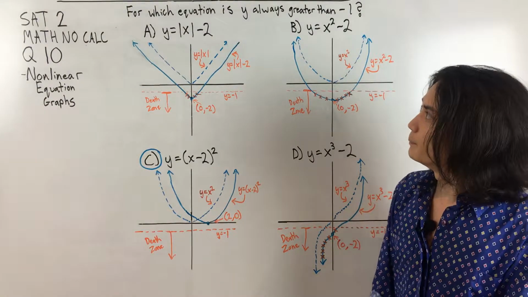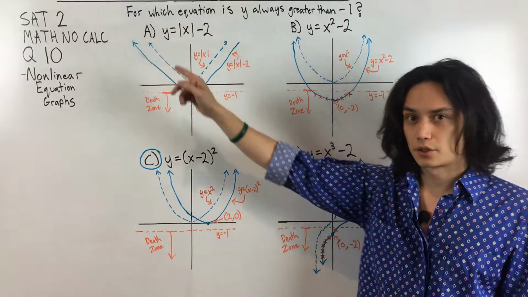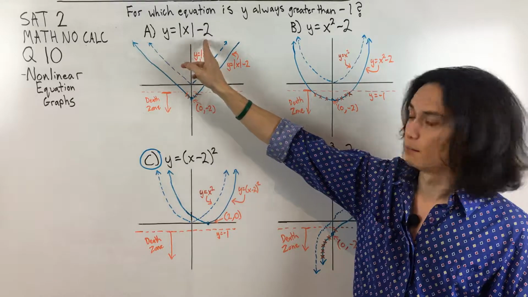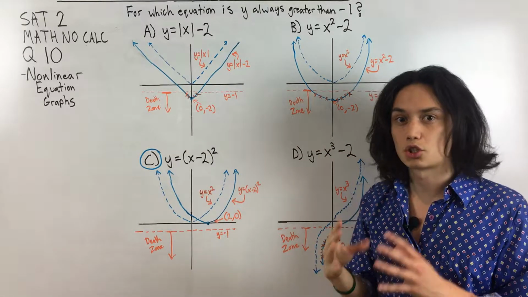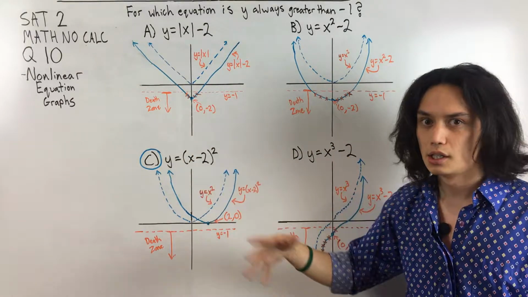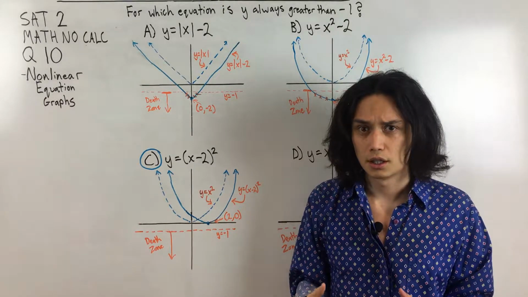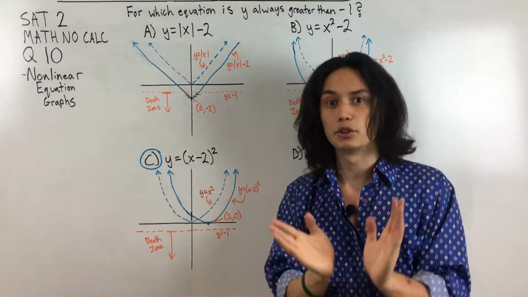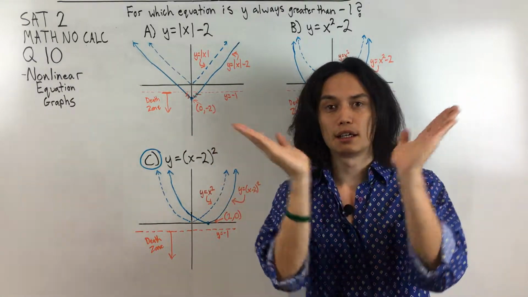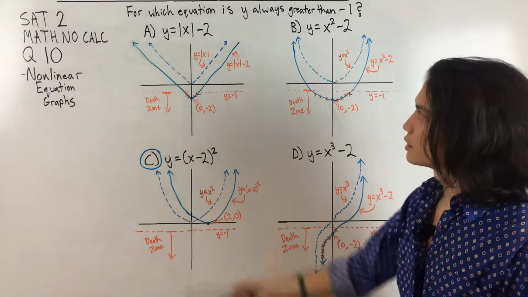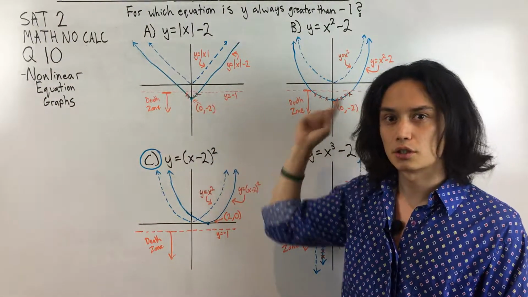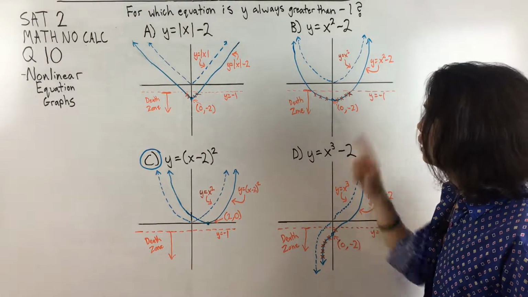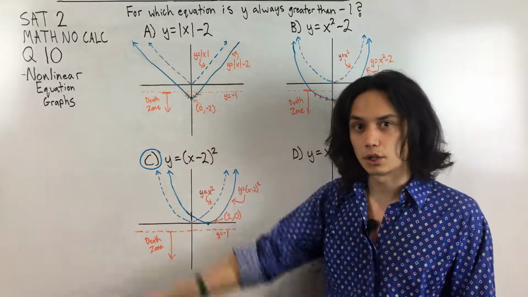All right, so let's look at answer choice A first. Answer choice A says y equals the absolute value of x minus 2. Here I want to show you how this equation works. The core of this equation is that it's an absolute value type equation, and those look like a V. In all of these answer choices, I've given you a dotted line version of the equation, which is the default version, and then the solid line version, which is the actual equation.